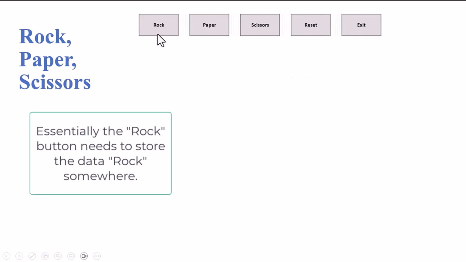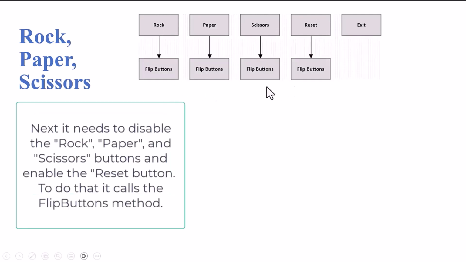Then we have to think about, what's going to happen when the user clicks rock? Well, we're going to have a flip buttons routine. We want to be able to enable or disable these and enable this one. So this flip buttons routine will do that. It'll reverse it every time. If we hit rock, paper, or scissors, we want to turn these off. If we hit reset, we want to turn these back on and this one back off. So we're going to be flipping buttons. Probably the same routine can do that, so one method can probably handle those particular procedures.